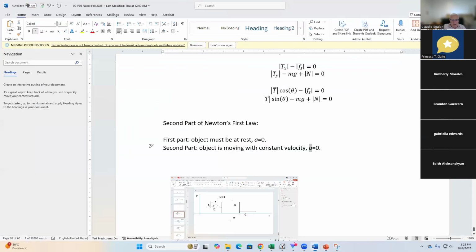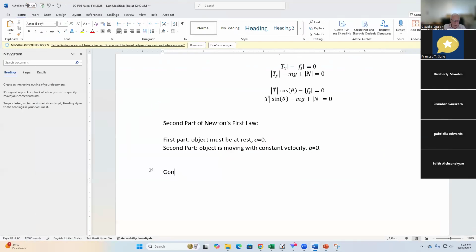Here's an example of this case. Consider, for instance, the case of an object moving with constant velocity while being pulled from the right to the left by a string, right?